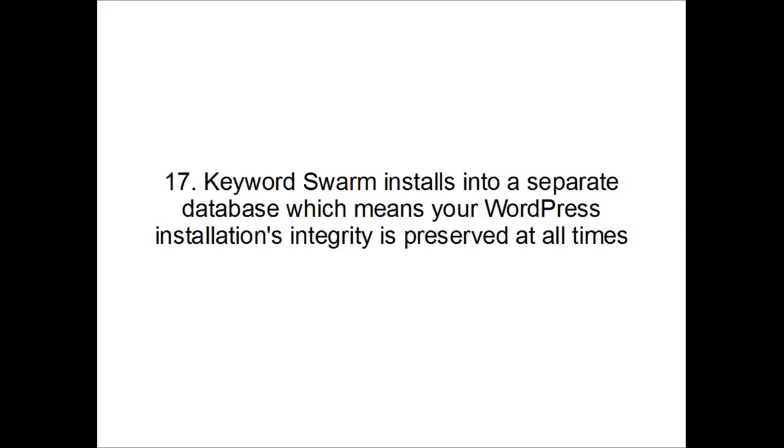Number 17, Keyword Swarm installs into a separate database, which is for all of you guys who are security conscious. It protects the integrity of your WordPress installation, because if something goes wrong with Keyword Swarm, your WordPress site will not be affected in any way, shape, or form. Number 18, it allows you to export your findings to a comma-separated value file so you can open it later with a spreadsheet solution.